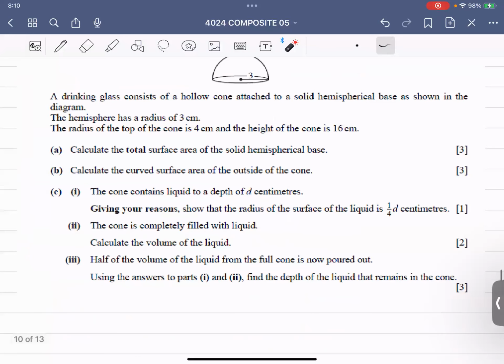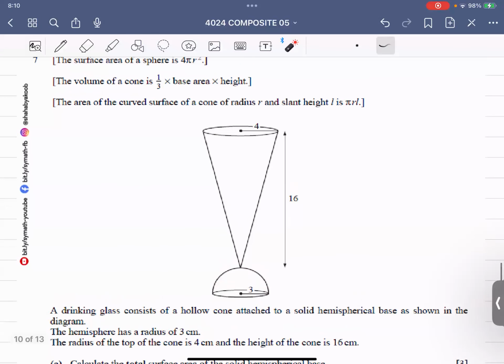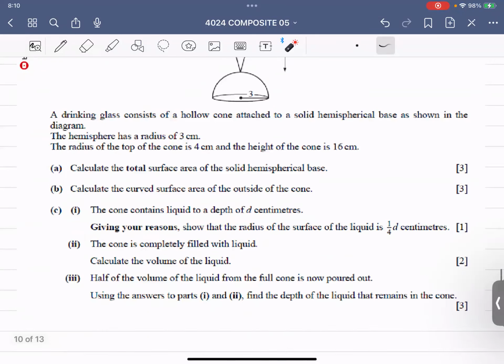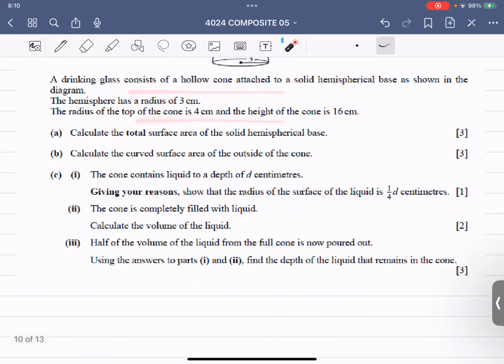Now the question starts. A drinking glass consists of a hollow cone attached to a solid hemispherical base as shown in the diagram. So the top is missing, only the curved surface area is there. And this is a solid hemispherical base. That means a curved surface area is there as well as a base area. And then all the dimensions are given. Calculate the total surface area of the solid hemispherical base. Calculate the curved surface area outside of the cone.